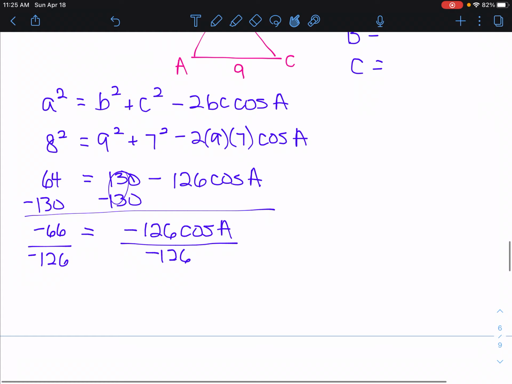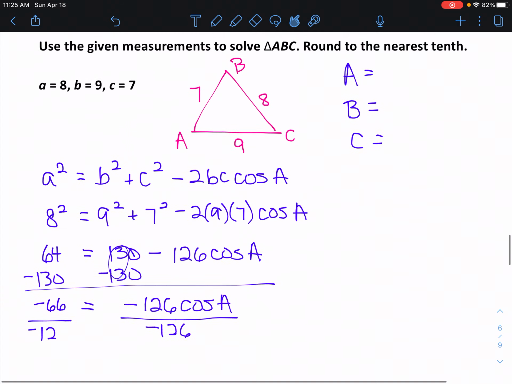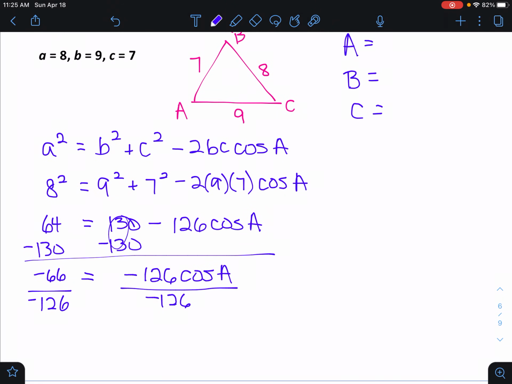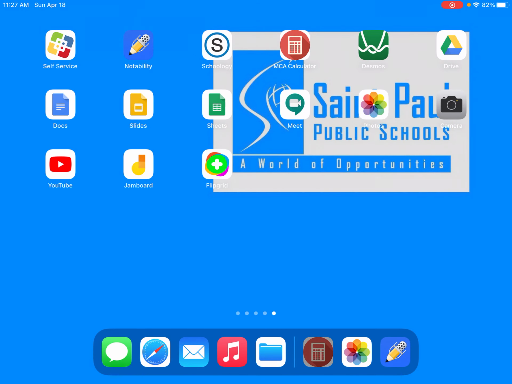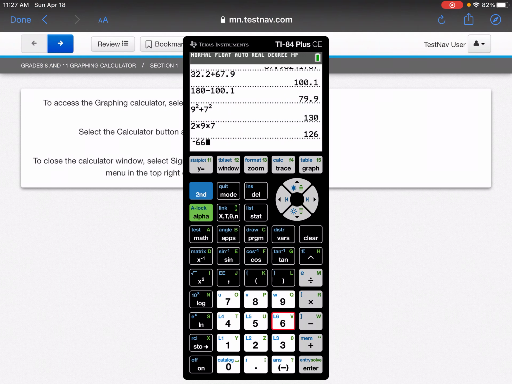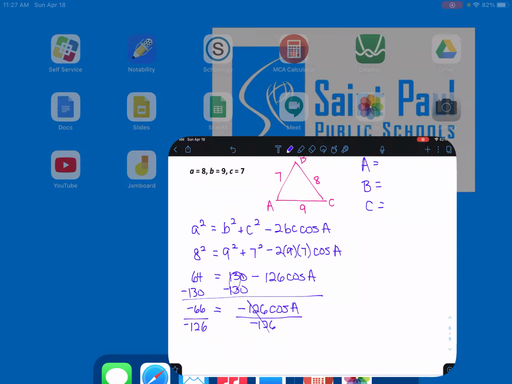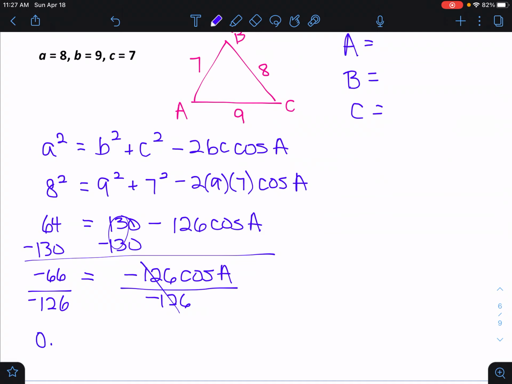Okay, and now I'm going to type that in my calculator. These cancel out, so I'm going to go negative 66 divided by negative 126. Okay, and I get that. I'm going to write that down, but again, I don't want to round it, so it's 0.5238, etc., equals cosine of A.